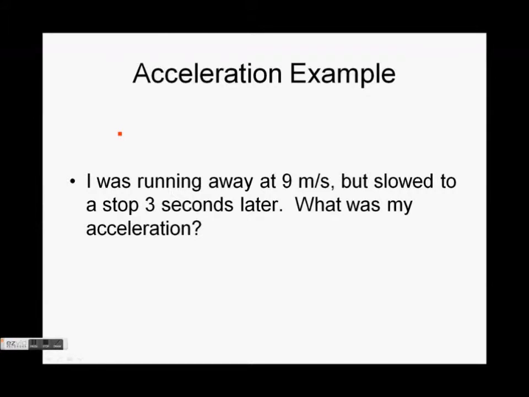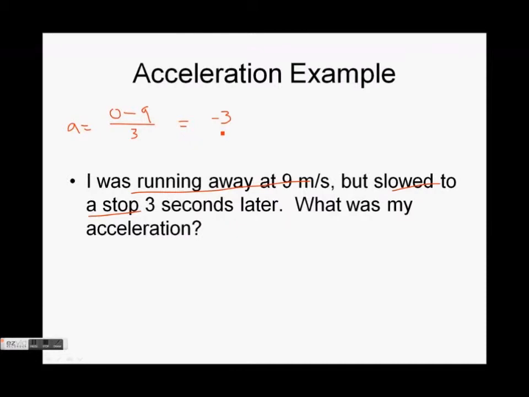Another example. I was running away at 9 meters per second, but slowed to a stop 3 seconds later. What was my acceleration? You know the formula, let's just fill in the numbers. Acceleration equals my final velocity. My final velocity says I slowed to a stop, so my final velocity was 0, minus my initial velocity. It says I was running at 9 meters per second, divided by the time it took, which was 3 seconds. I calculate it out.